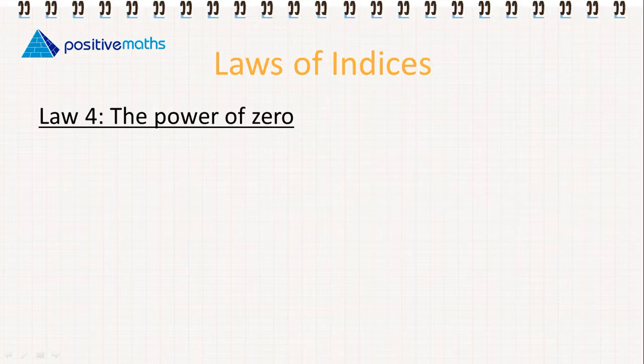Law number 4, this is the power of 0. So, if we have x to the power of 0, it's equal to 1. So really we can fill in absolutely any number for x. If that number is to the power of 0, then it's always equal to 1.